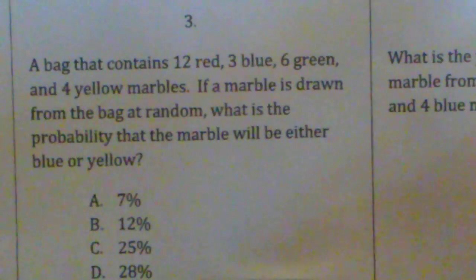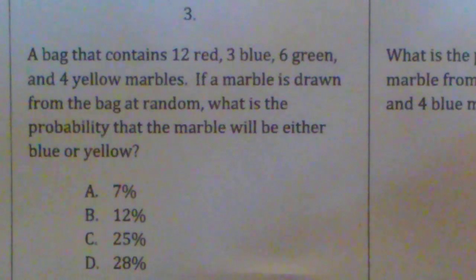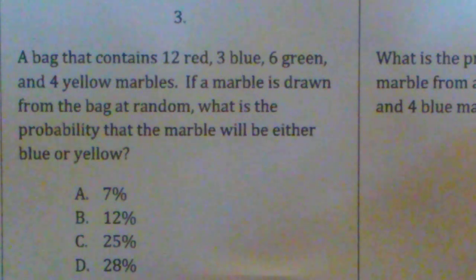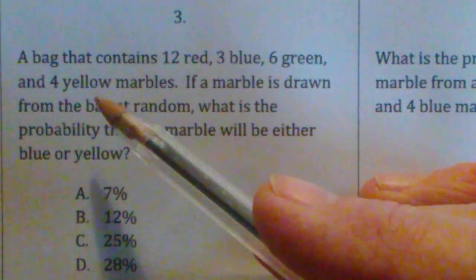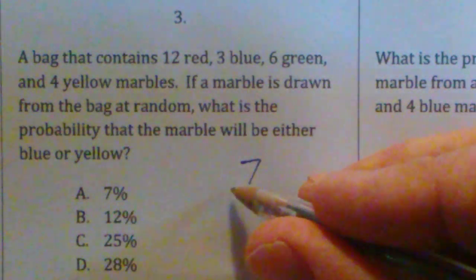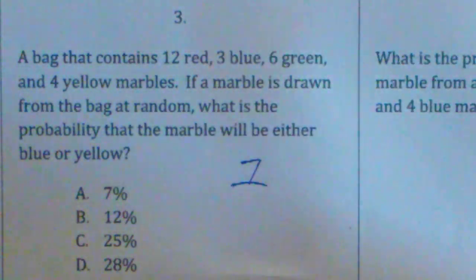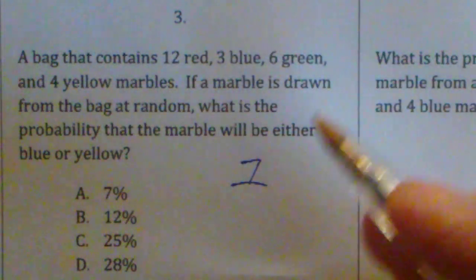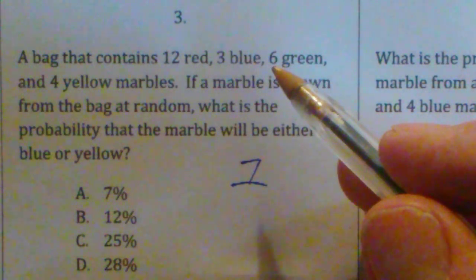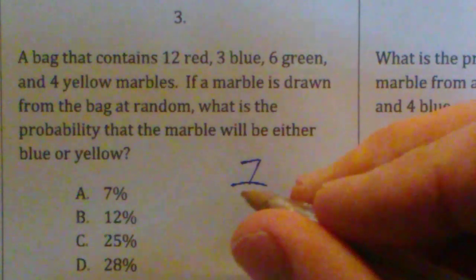Okay. A bag that contains 12 red, 3 blue, 6 green, and 4 yellow marbles. If a marble is drawn from the bag at random, what is the probability that the marble will be either blue or yellow? Well, there's 3 blue and there's 4 yellows. So you have 7 good marbles you can pick, blue or yellow. You just add the 3 and the 4. Out of how many marbles altogether? 12 and 3, 15, and 6, 21, and 4, 25.